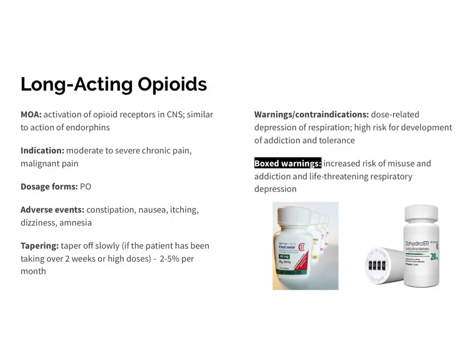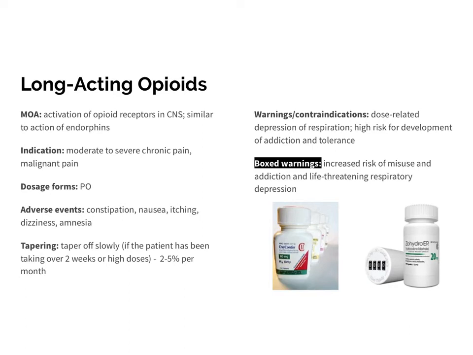Now let's talk about long-acting opioids. They work in the same way that opioids that are short-acting work. They work on those mu receptors in the CNS. They could be long-acting because of the dosage form or the properties of the drug. More often, it is the dosage form that we're thinking of when we think of long-acting. So adverse events are the same: constipation, nausea, itching, dizziness, amnesia, and mental state changes. Those are all across the board on all opioids.